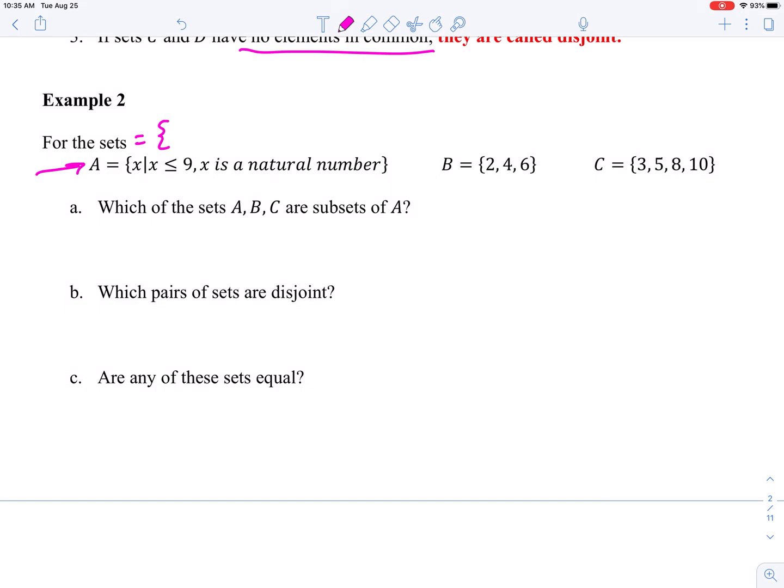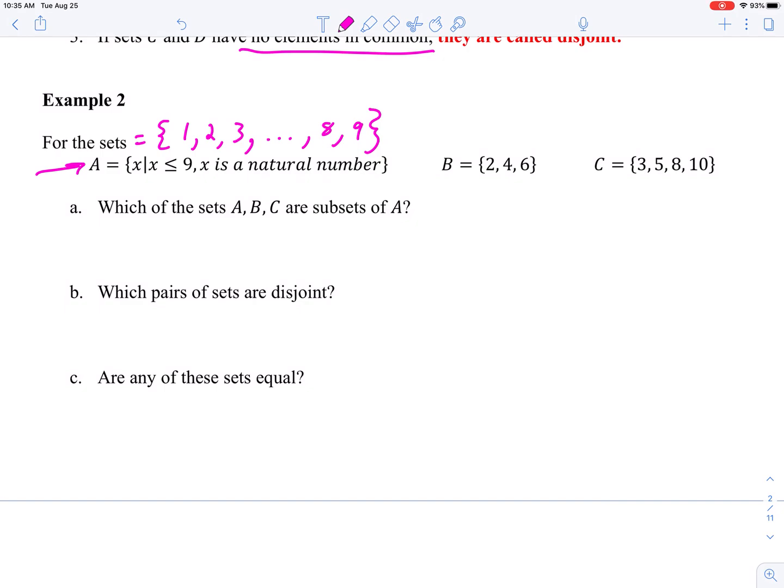Less than or equal to 9. So 1, 2, 3. I don't know about you, but I really don't want to write all the numbers up to 9, right? So we can do this: comma, dot, dot, dot, comma. Let's do 8, comma, 9. And we're including 9, right? Because it says less than or equal to 9. Okay? So that's what that set looks like.